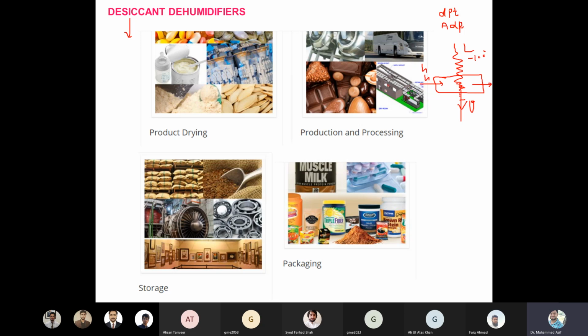The condensate produced in the evaporating coil, you might have observed in the air conditioner, the water is too much. So there is a pipe from the evaporating coil, and that water is thrown outside from the room, right? So this is one of the ways.